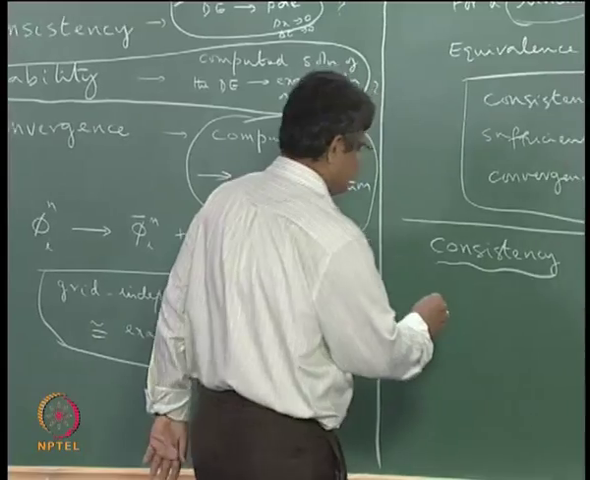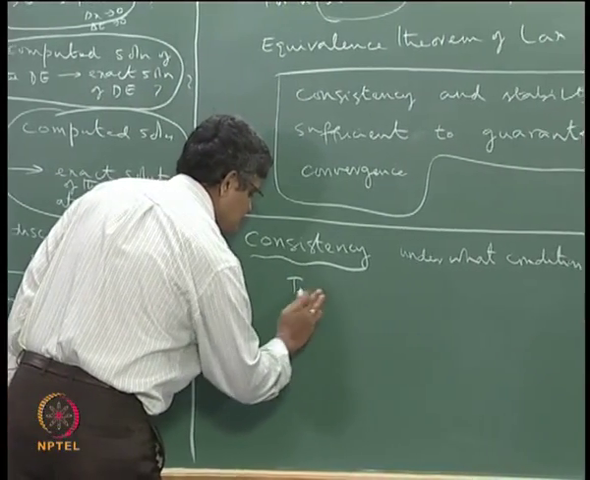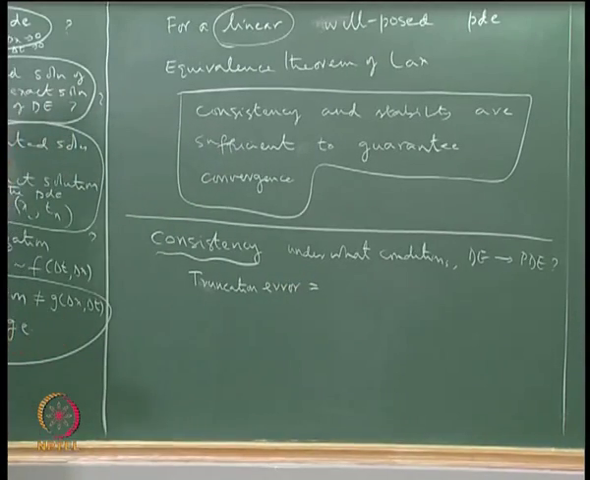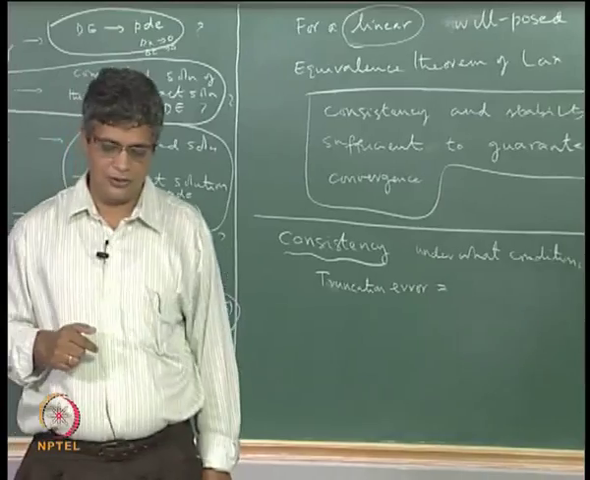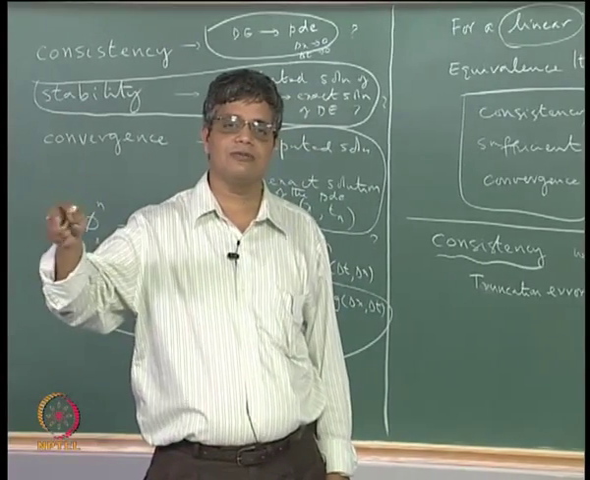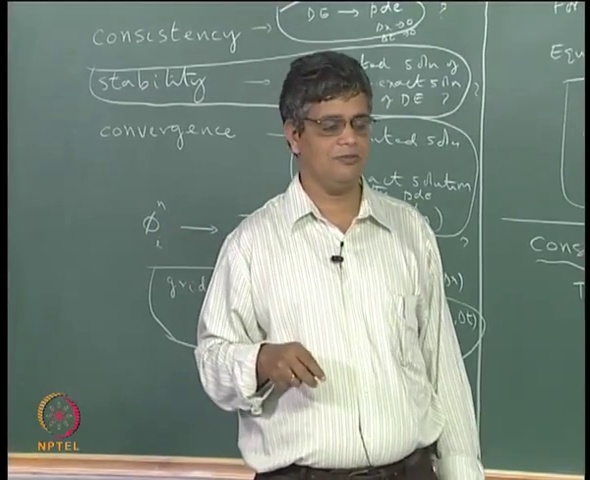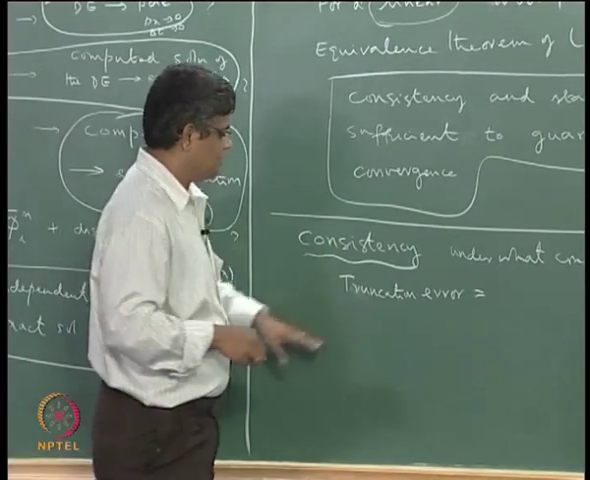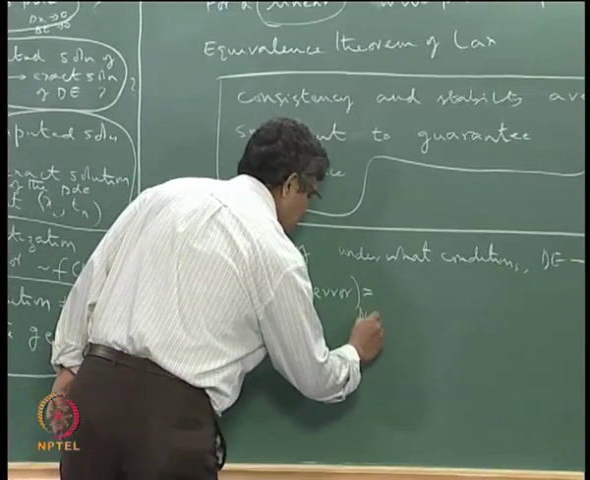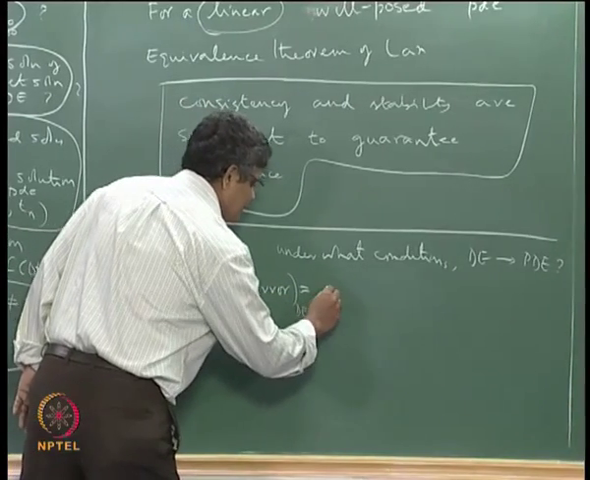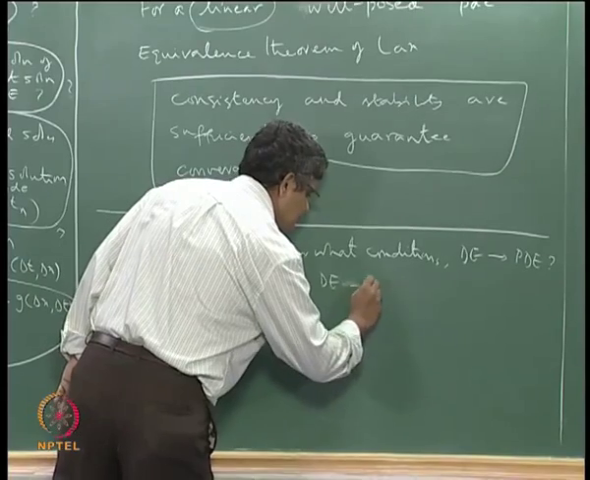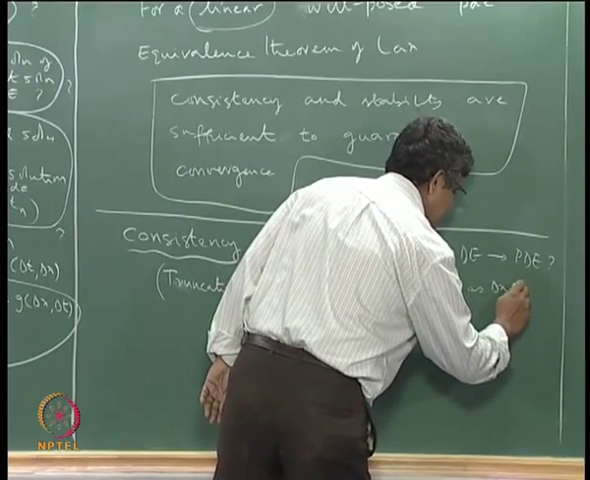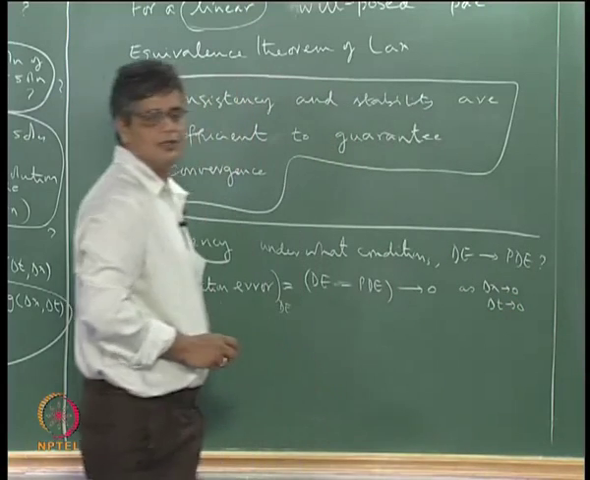So, we are calling it truncation error because in writing a finite difference approximation, we are truncating the Taylor series, which has an infinite number of terms, to the first 3 terms or first 4 terms and so on. So, the rest of the terms are neglected. So, the neglected part is the truncation error. So, the truncation error between the discretized equation and the partial differential equation, which we are calling, say, DE minus PDE, should tend to 0 as delta x tends to 0 and delta t tends to 0 in this case.